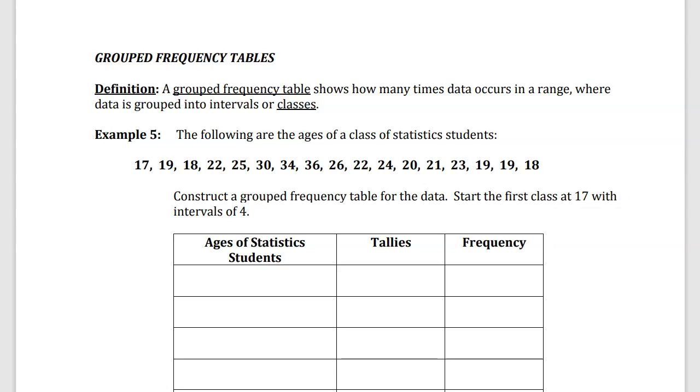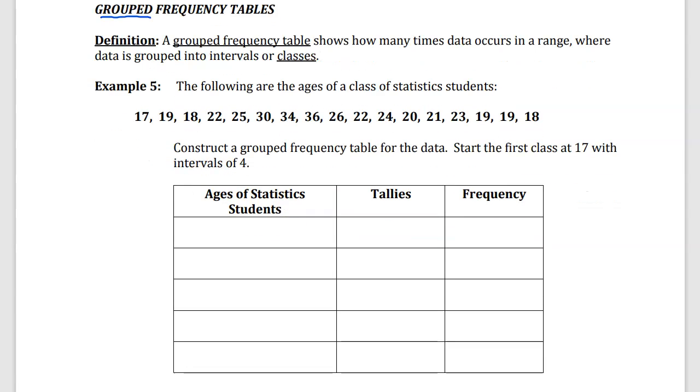Sometimes our data needs to be in what we call a grouped frequency distribution, in which we have ranges that we put our data in. And a lot of times this is whenever we have a large range of data from our smallest value to our largest value. And what we do is we create a table, and they're put in intervals or classes.